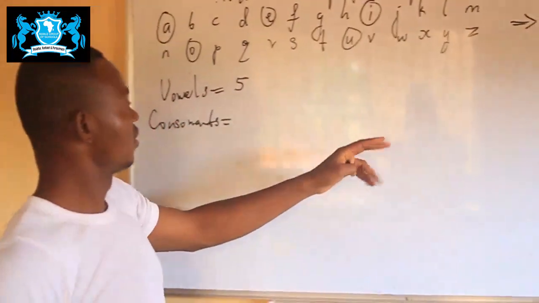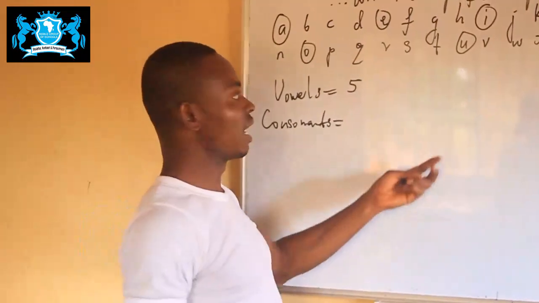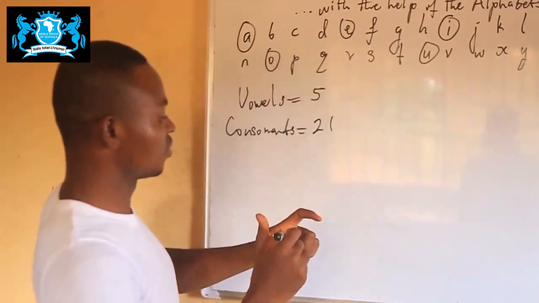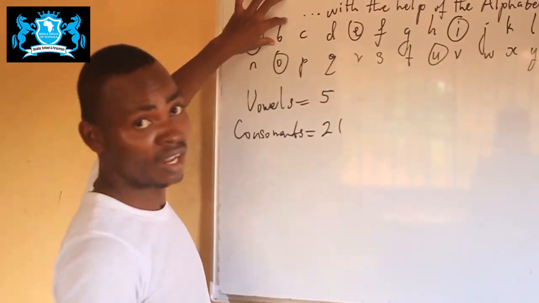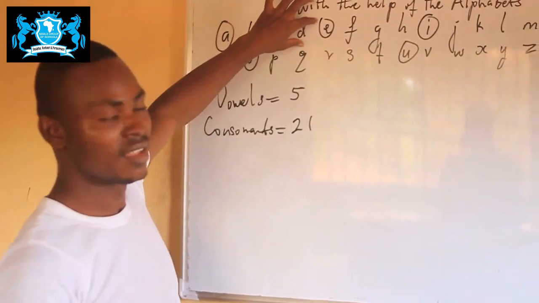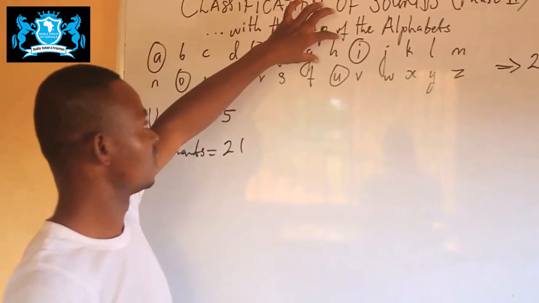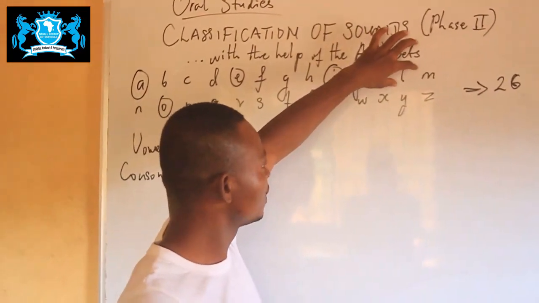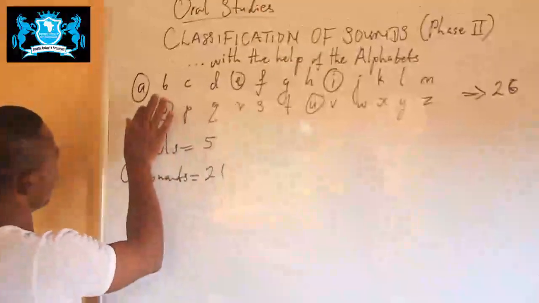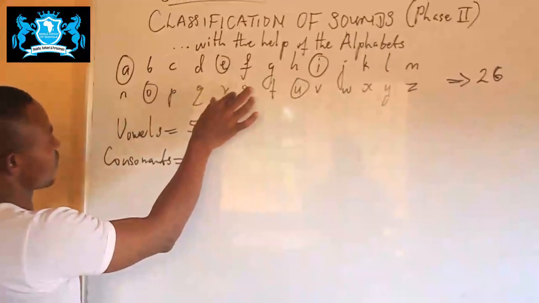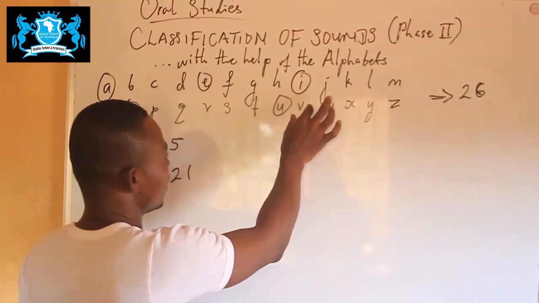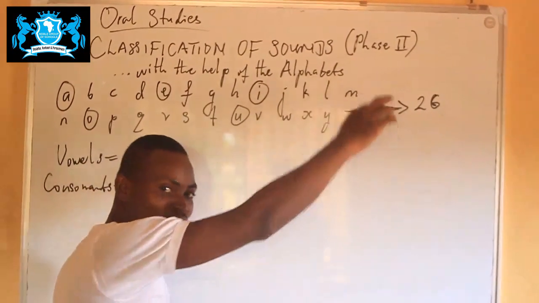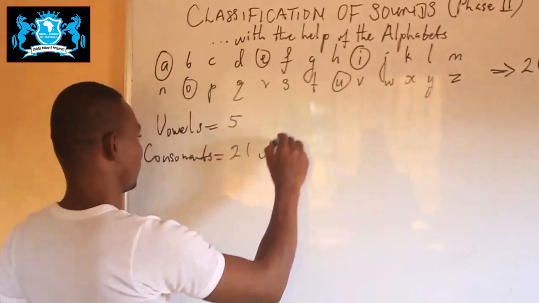26 alphabets. So if we say 26 minus 5, we get 21 consonants. But let's count to be sure. We say 1, 2, 3, 4, 5, 6, 7, 8, 9, 10, 11, 12, 13, 14, 15, 16, 17, 18, 19, 20, and 21. So we are correct.